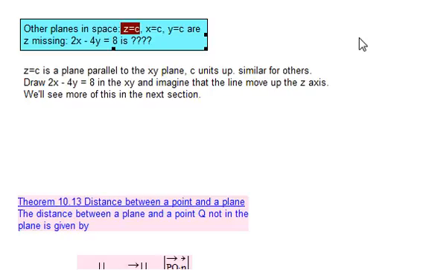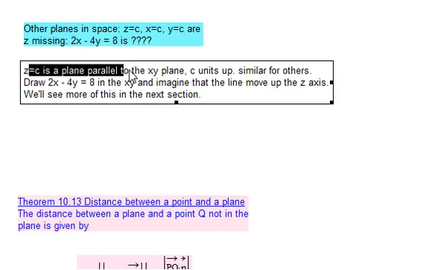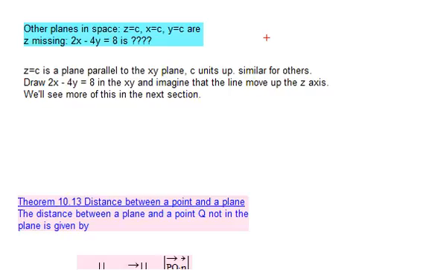unless c is 0, this plane does not intersect the xy plane, because if it did, then z would be 0, and if c isn't 0, then that's impossible to solve. So this plane is parallel to the xy plane. So z equals c is parallel to the xy plane, but it's c units above it, or if c is a negative number, c units below it.